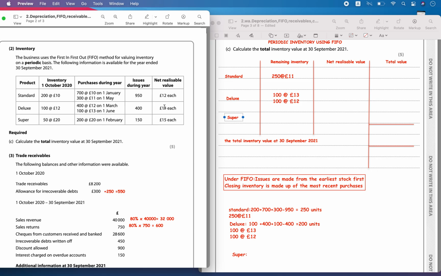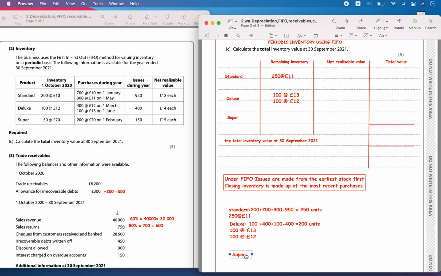Then for the super, we also have to check whether the cost is equal to or less than NRV. Whichever is less we have to include. If the NRV was lesser than the purchase cost, then you will include the NRV cost. For the third one we are going to see that. For the super, at the beginning there were 50 units, and then they purchased 200 units, and then 150 units were issued, which means 250 minus 150, that is 100 units remaining.